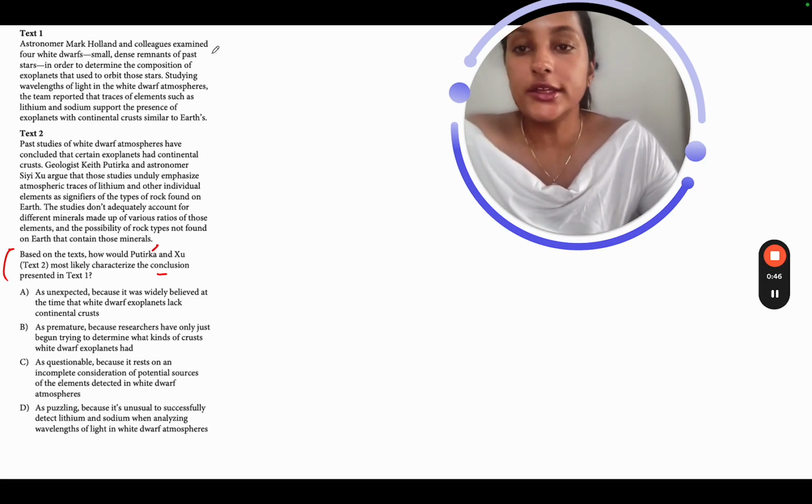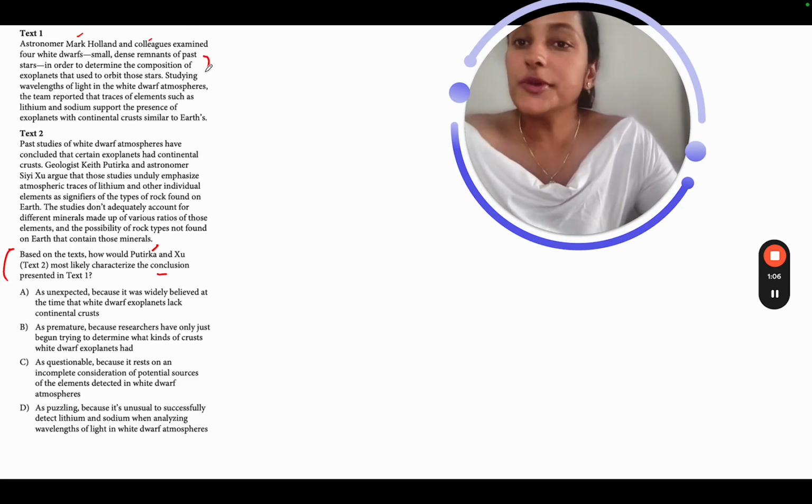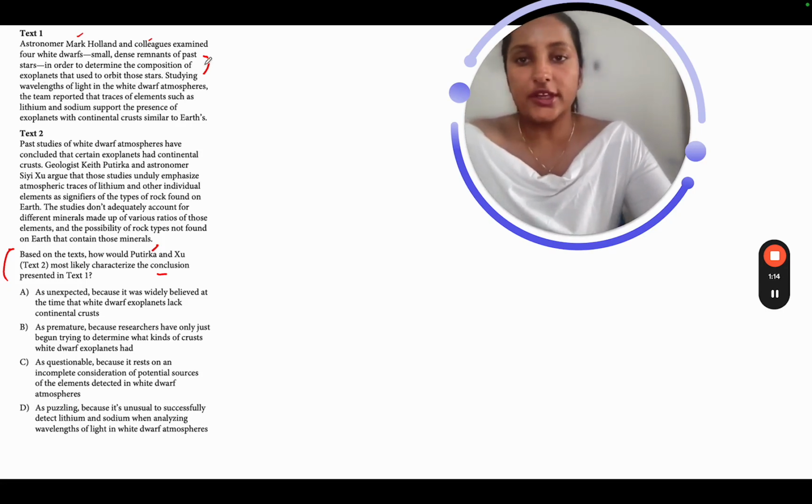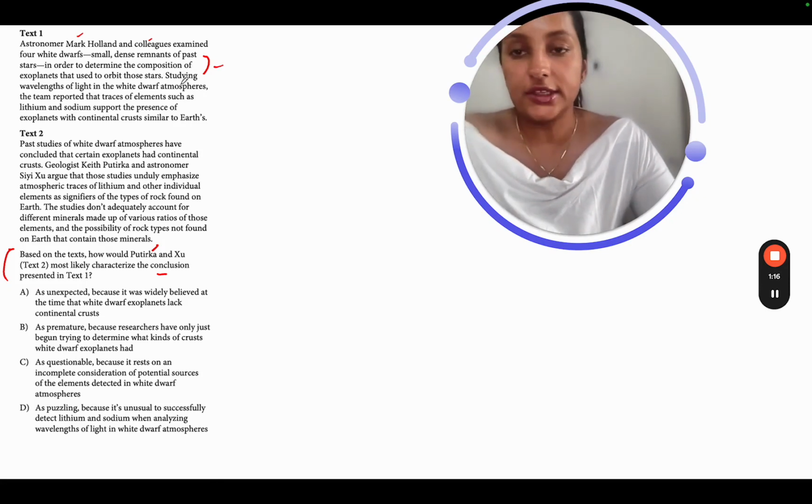Astronomer Mark Holland and colleagues examined 4 white dwarfs. What are these 4 white dwarfs? Small, dense remnants of past stars. So these people, Mark and colleagues, were examining 4 white dwarfs in order to determine the composition of exoplanets that used to orbit those stars. So basically, why were they examining these 4 white dwarfs? To understand the composition of exoplanets that used to orbit those stars. Okay, great. So this tells me the reason why they are examining this.